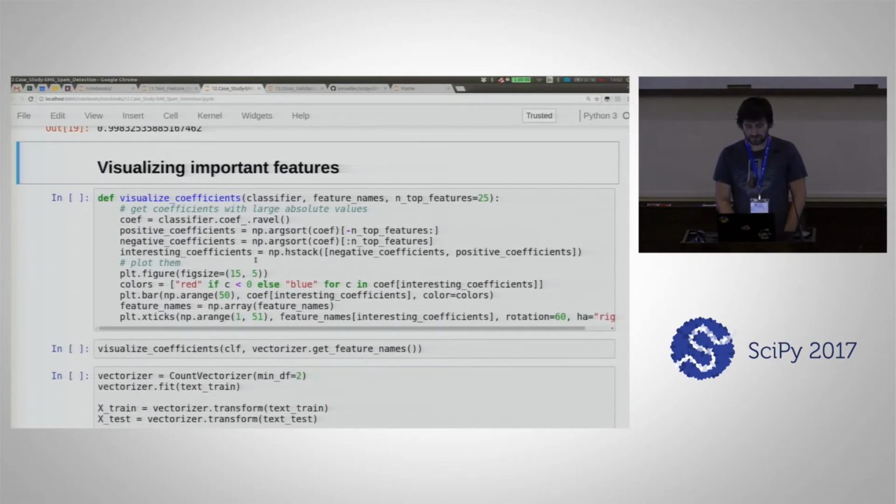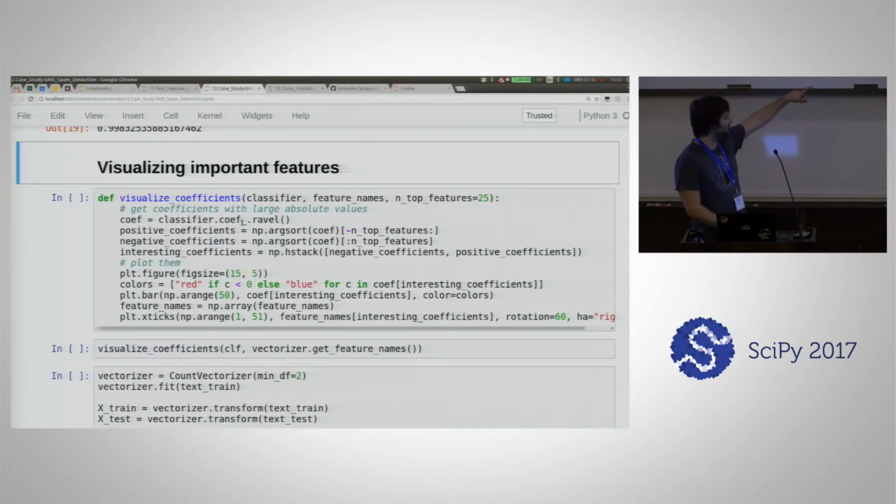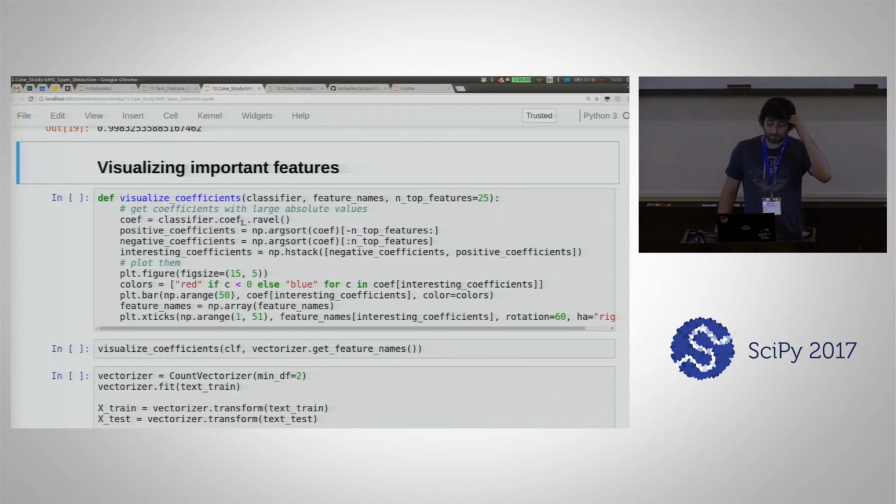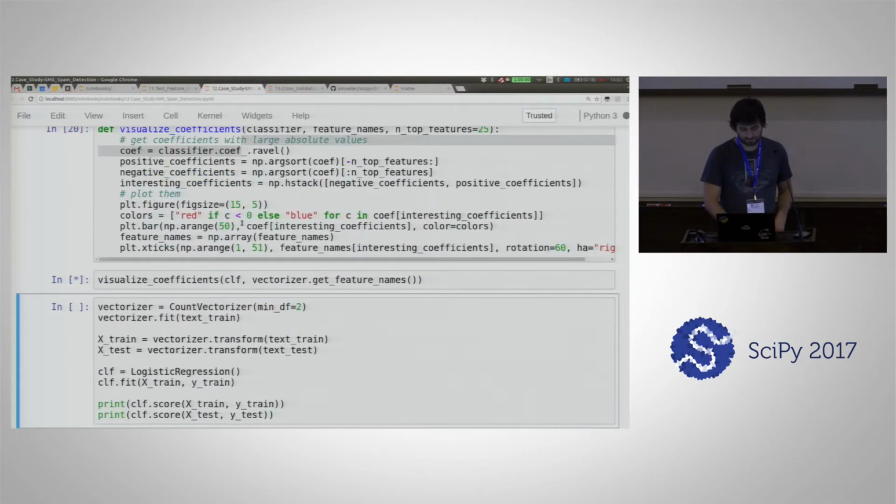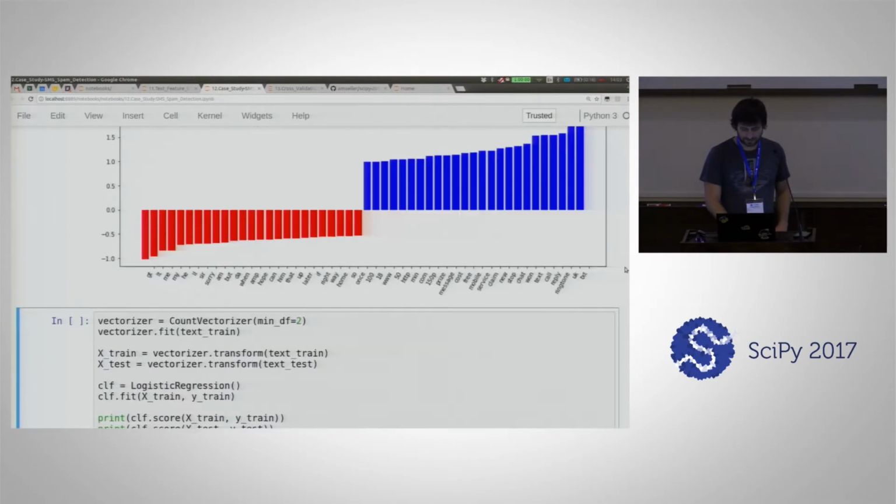So what I'm going to do is I have the classifier and the feature names from the vectorizer. And we look at the coefficients, the linear coefficients, like these guys. So there's one coefficient per word. And we're going to look at the ones that are largest in magnitude, so the highest and the smallest ones. And then we're going to plot them. And we get something like this.